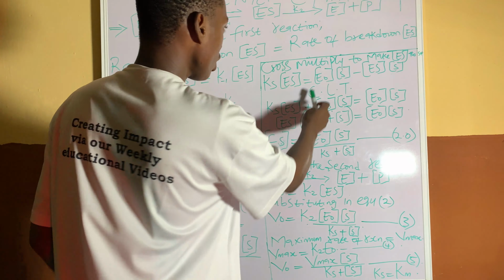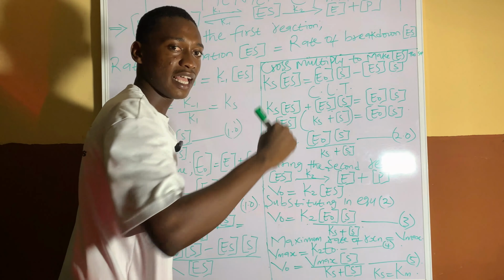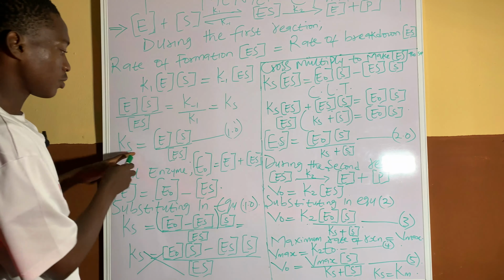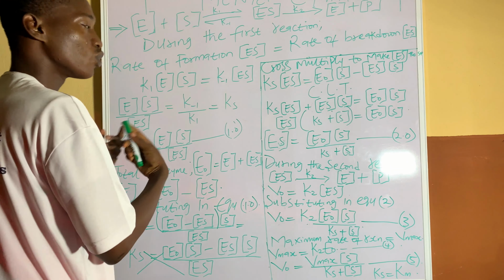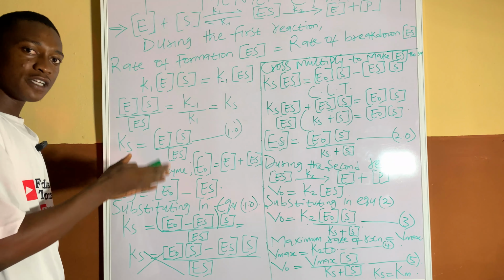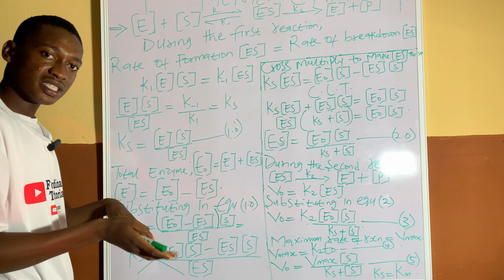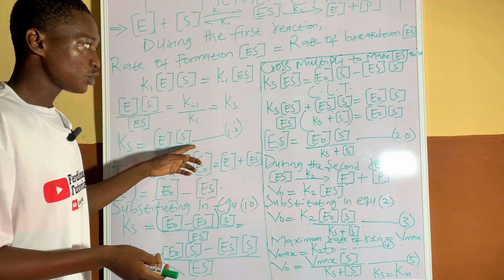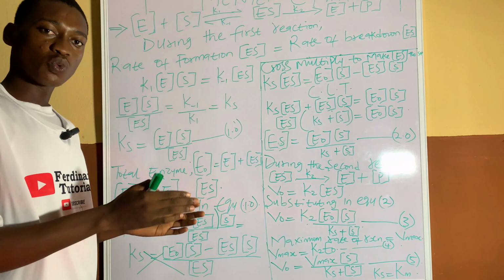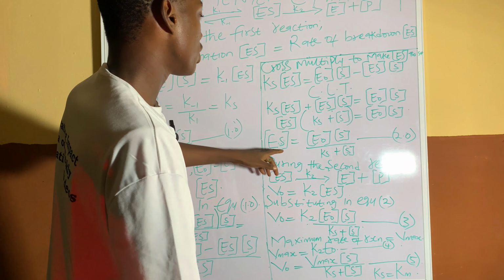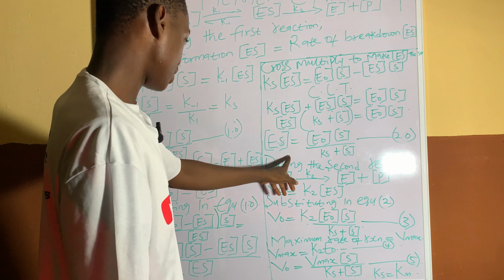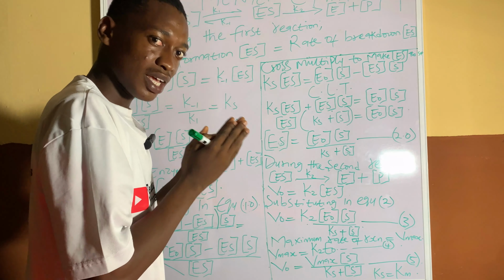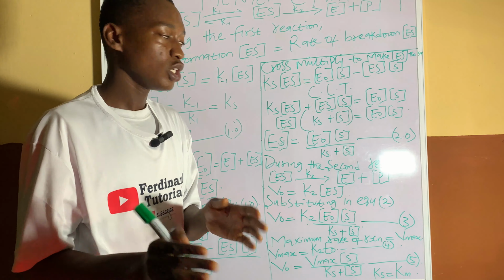Now, if we've written it this way, we are going to collect like terms. Remember, for the first one we made Ks the subject of the formula, which is our equation 1, and then we got our total enzyme. We made the free enzyme the subject of the formula, and then we substituted the value of the free enzyme in equation 1. Now we'll continue solving, because what we are trying to achieve is to have the enzyme-substrate complex ES as the subject of the formula. That's what will lead us to the Michaelis-Menten equation.